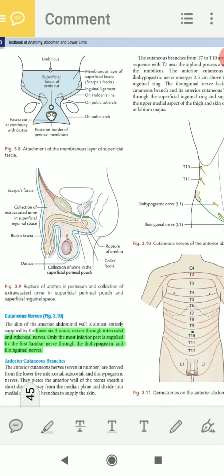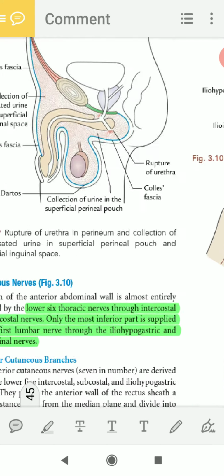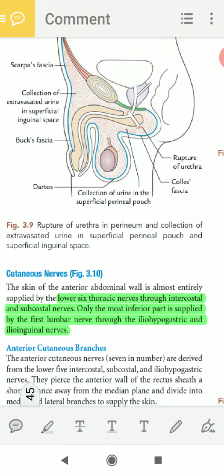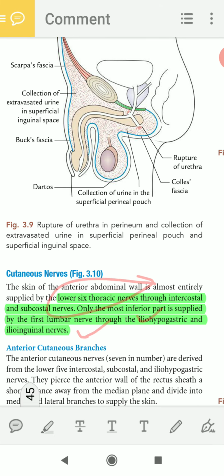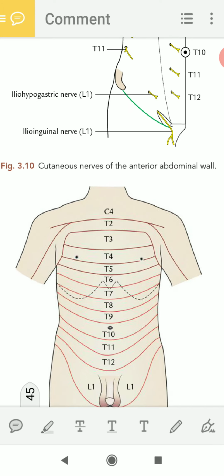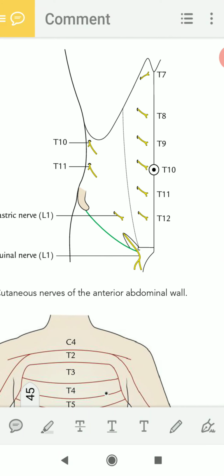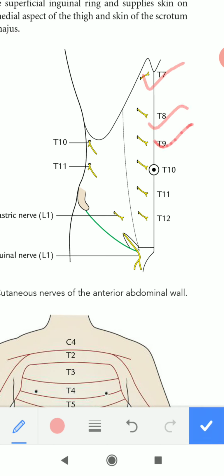Now come to the cutaneous nerves of the abdomen. The lower 6 thoracic nerves, through the intercostal nerves and subcostal nerve, supply the skin of the abdomen. Only the most inferior part is supplied by the first lumbar nerve through the iliohypogastric and ilioinguinal nerves. So you can see the lower 6 thoracic nerves are T7, T8, T9, T10, T11, T12. These supply the skin of the abdomen, and the lowermost part is supplied by the lumbar 1 segment of the spinal cord.